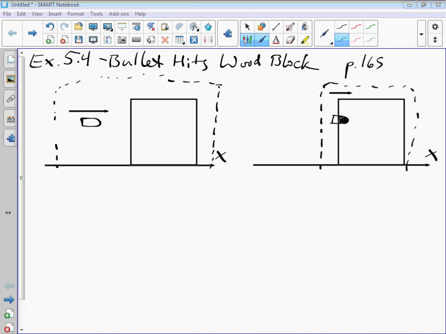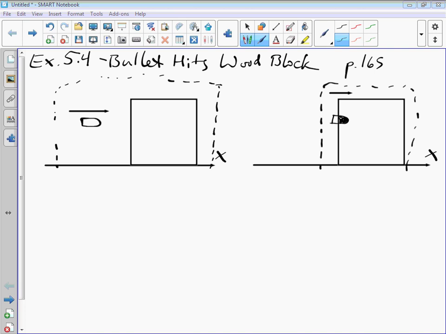5.4, bullet hits wood block. It is on page 165, continues on to 166, and it reads, a 0.020 kilogram bullet traveling horizontally at 250 meters per second embeds in a 1.0 kilogram block of wood resting on a table. Determine the speed of the bullet and wood block together immediately after the bullet embeds in the block.